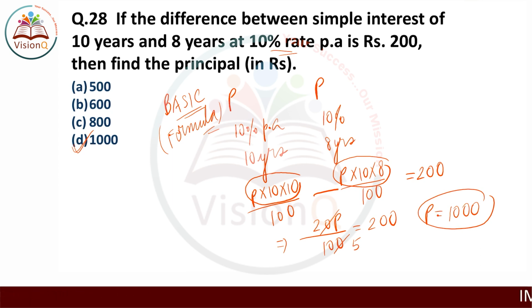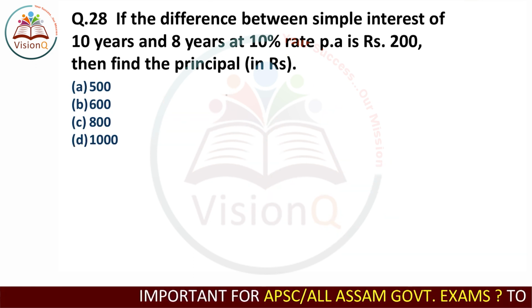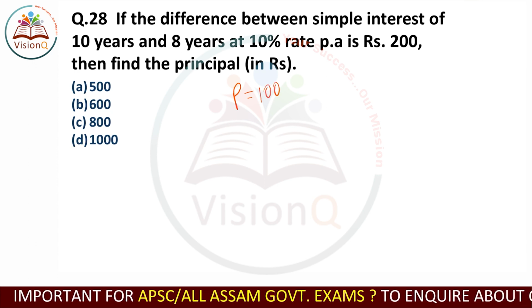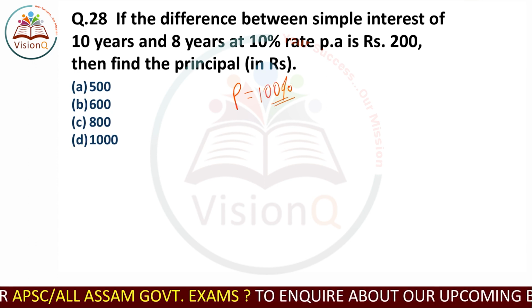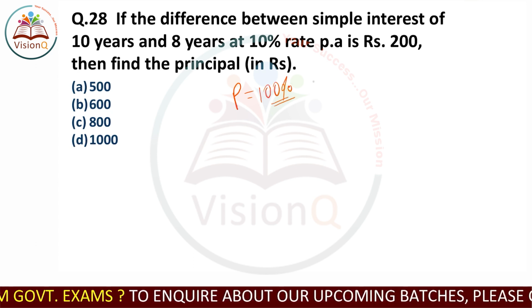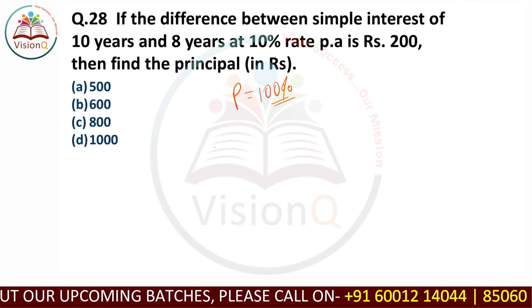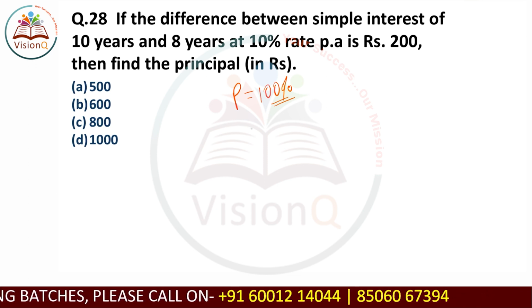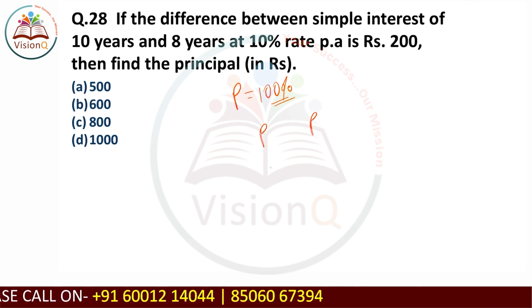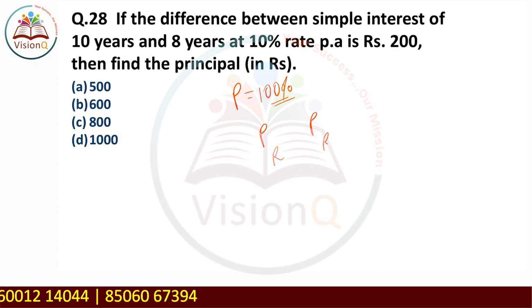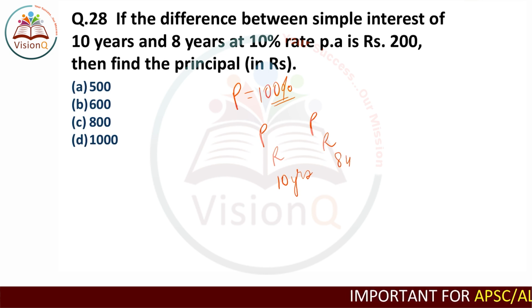Now, to minimize the steps in the examination, in such questions, you can take the principal as 100%, if the principal is the same in both these cases. Now, in both these cases, P was the same, isn't it? So, you can take the principal as 100% in such questions. So, if the principal is the same, rate of interest also the same, the difference is only time. In the first case, time is 10 years. In the second case, time is 8 years.